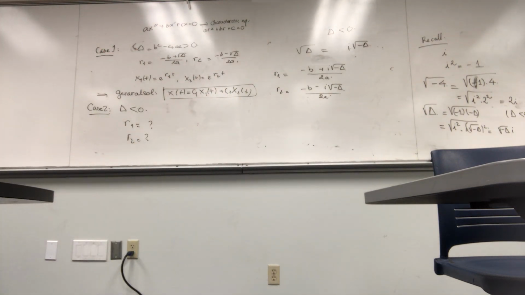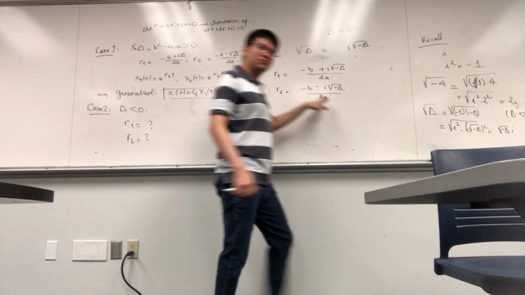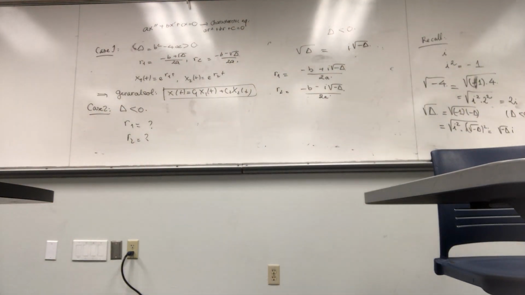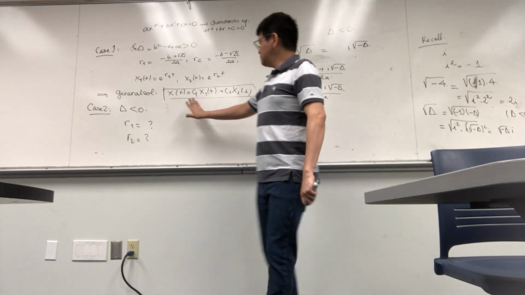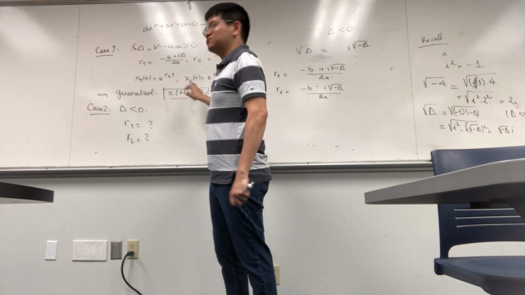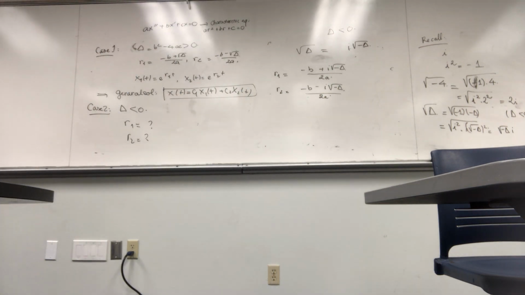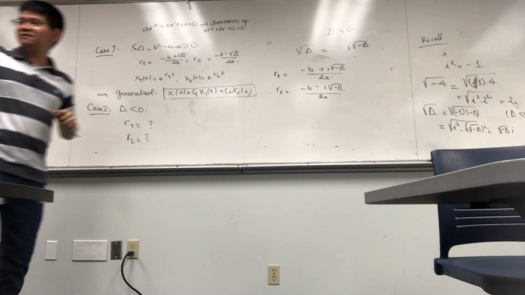Now, I want to know the two solutions. What are they? Right, in this case, I changed R1 and R2 a little bit so that I can have the imaginary number. But I still want to know x1 and x2. Yes? Wouldn't x1 of t still just be e to the r1 t? Yes, it's going to be the same.